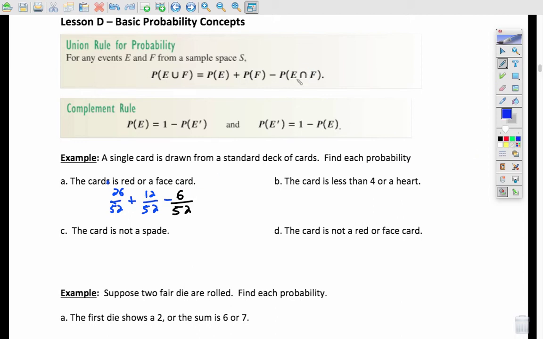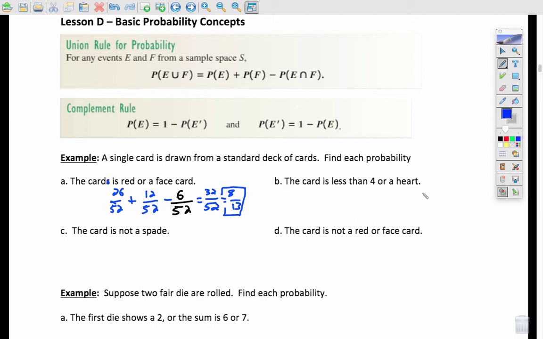So this is where this minus the intersection comes into play. So 26 and 12 is 38. 38 minus 6 is 32. So 32 out of 52. And you can cut that down, I want to say by a factor of 4. So 8 out of 13, I think, is going to be the reduced fraction that expresses the probability there. So 8 out of 13. Okay, not too bad to do. You just got to watch out for the double counting. That's the catch.